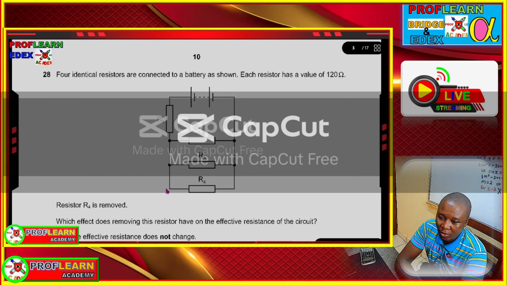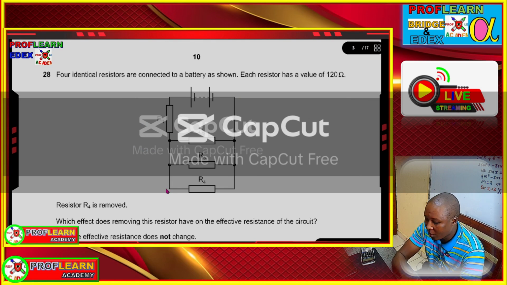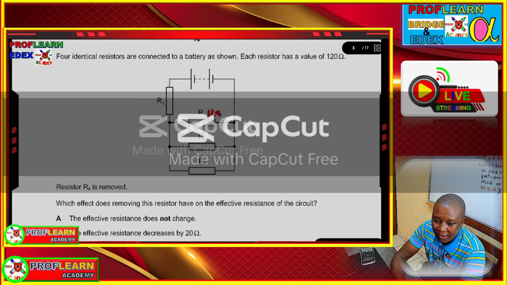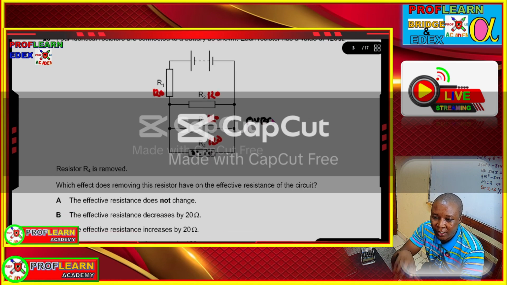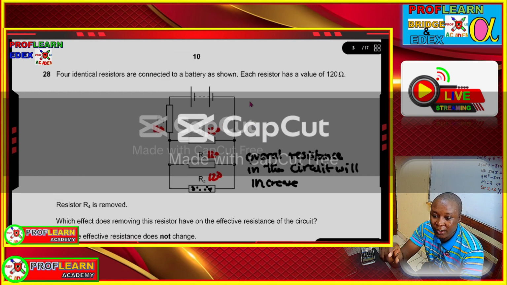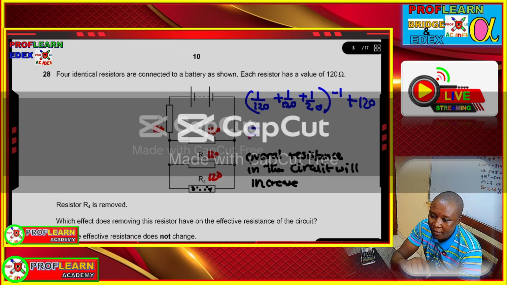We have question number 28. We are told four identical resistors are connected to a battery as shown there. Each resistor has a resistance value of 120 ohms. We are told resistor R4, the lowest resistor that we have here, is removed. How is it going to affect the resistance of this circuit? Something that you need to remember here is to work out the resistance of the entire circuit before it's removed. Then we are going to realize that when you remove it, the resistance of the circuit is going to increase.